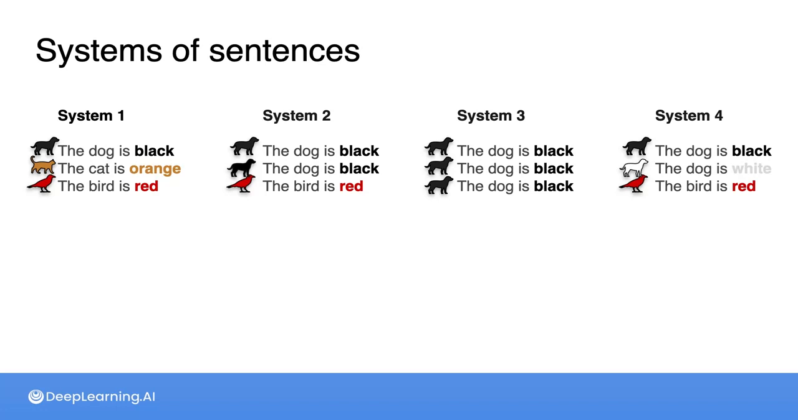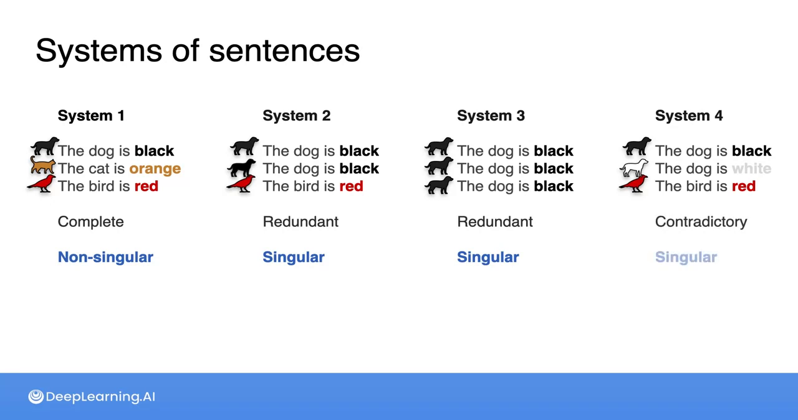So the first system is complete as it carries three different pieces of information using three sentences. So it's complete and non-singular. The second system is redundant and singular as the first and second sentences say the exact same thing. Can you guess what the third system is going to be? So if you guess redundant, well done. The third system is redundant since all the sentences say the same thing. And finally, the fourth system is contradictory because the dog can't be black and white at the same time.